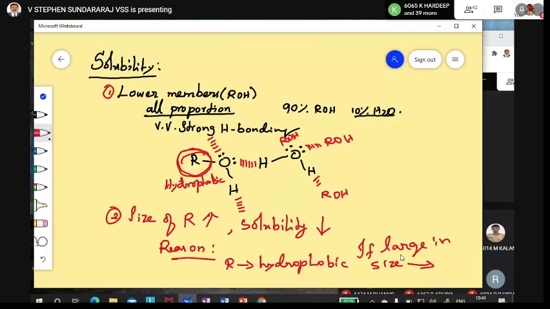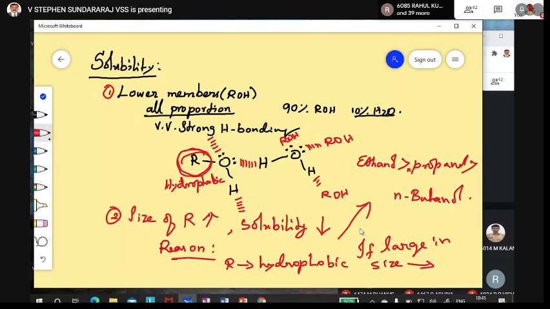Then tell me now, is ethanol more soluble or propanol more soluble in water? Ethanol more soluble or propanol more soluble? Ethanol. Ethanol is more soluble than n-propanol, which is more soluble than n-butanol. There is an example for this concept.